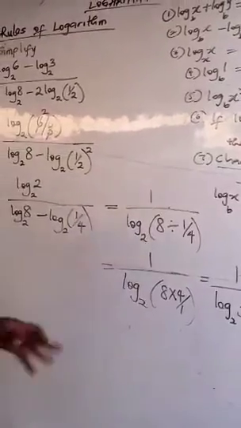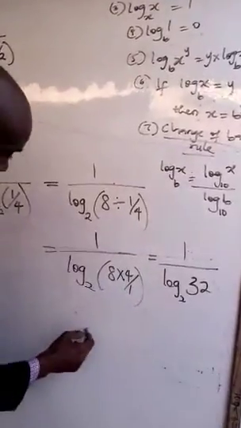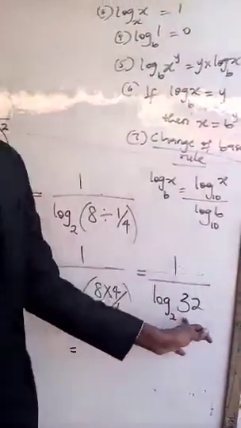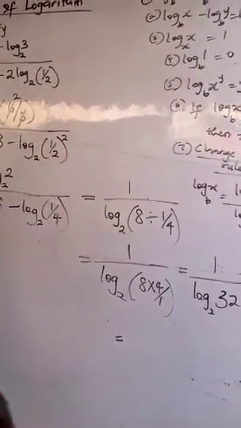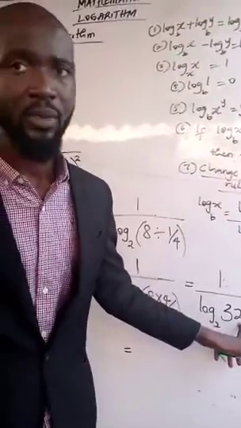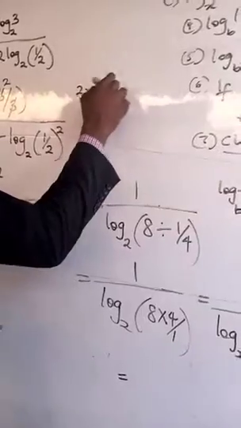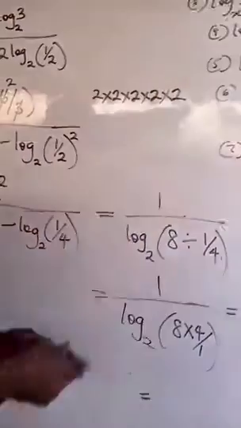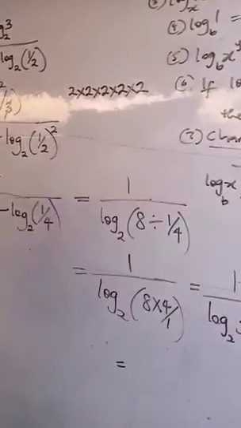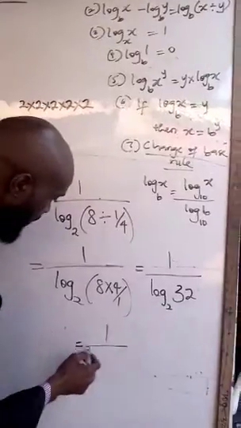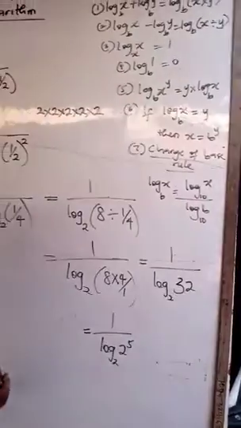Now we can still do something about this. Obviously we are not going to stop there. From there, we can express 32 as a multiple of 2. Like in the first one, I said if you want to break logarithm down, you check the base. The base will determine how you break it down. Now this 32 is, you multiply 2 by itself 5 times, you get 32. 2 times 2, 4 times 2, 8 times 2, 16 times 2, 32. So that means this 32 is 2 raised to power 5 in indices.